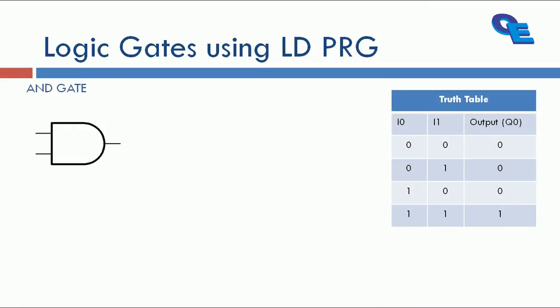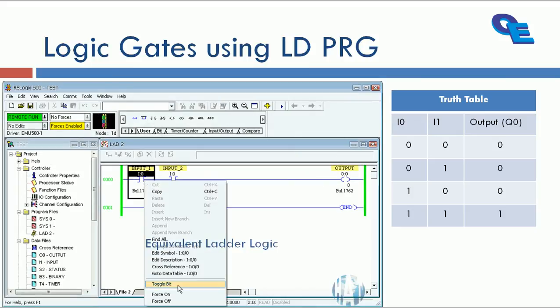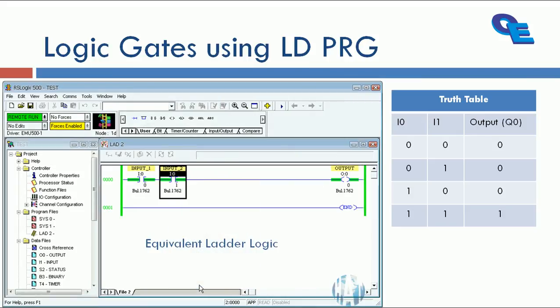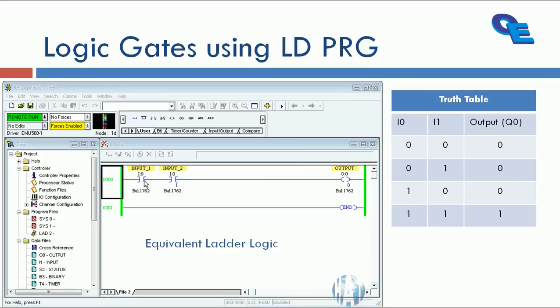Next gate is AND gate. AND itself indicates that both I0 and I1 should be high to make output high. A simple electrical circuit will be like this. Both switches are normally open and connected in series. Two normally open contacts are connected in series along with the output coil. You can see the result over here. I0 is triggered, I1 is triggered; I0 is off, I1 is off. You can see the status of output here.